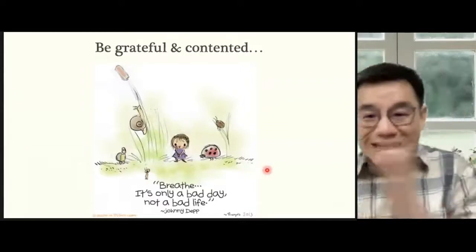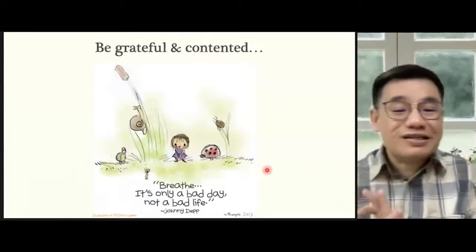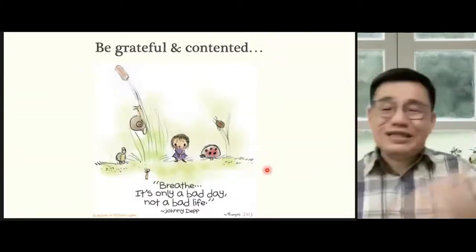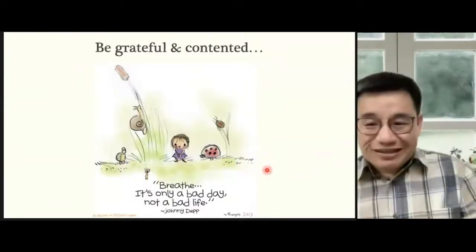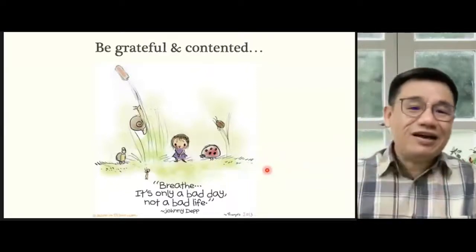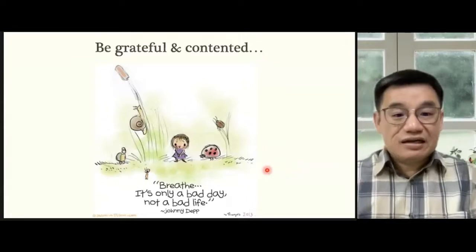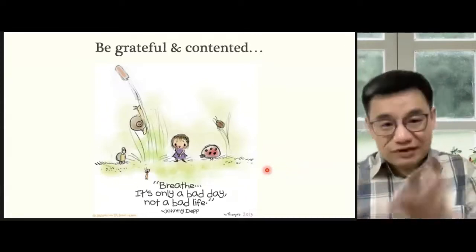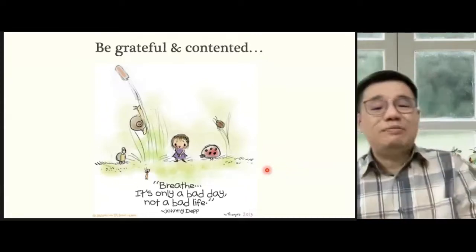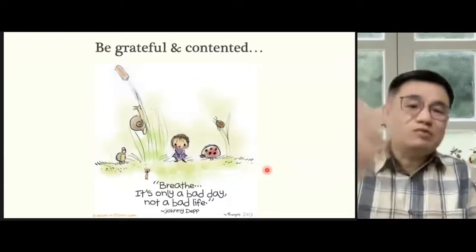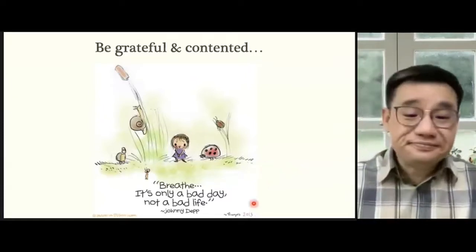There's a difference between a bad day and a bad life, because if we think we're having a bad life, we're actually amplifying the dukkha. It could be just a bad day, don't amplify it. That's another way of cultivating gratitude and contentment. It could have been worse. Be grateful, contented. Well, today may be a bad day, but it's not a bad life. Only today is not so good. But maybe tomorrow will be better.